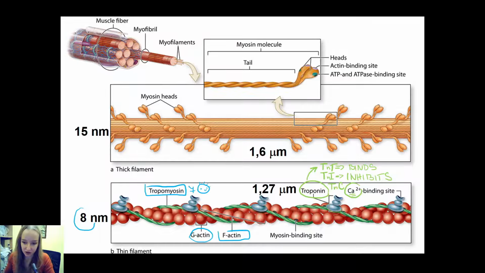Length is regular, like 1.27 micrometers, okay, whatever. And then we have thick myofilaments, which are thicker, and we can clearly see it because it's written here that these myosin thick filaments are 15 nanometers thick. Yeah, so they're thicker, and they have a completely different structure.